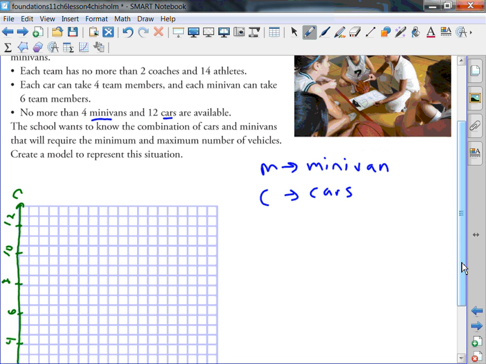The next thing we're going to do is determine the restrictions on the variables. And now, of course, we're talking about minivans and cars. We're probably not going to have a negative number or a fraction. We're talking about whole numbers here. So the minivan is going to be an element of the whole number system, and the car is going to be an element of the whole number system. So here we've got step 1, determining our variables, step 2, determining our restrictions.